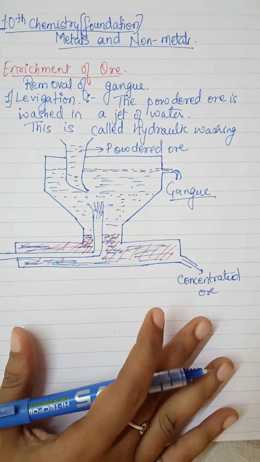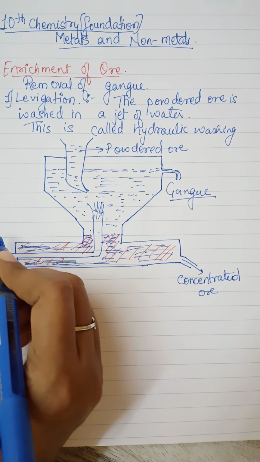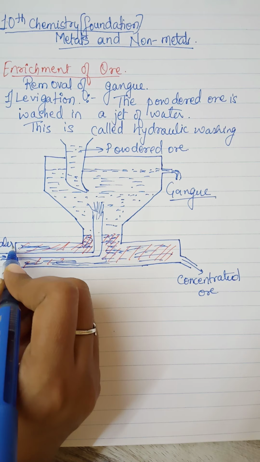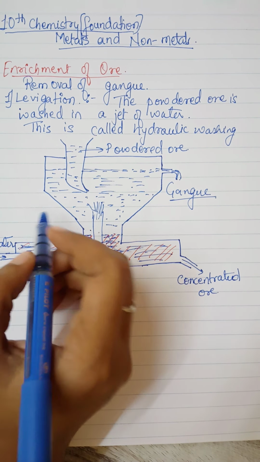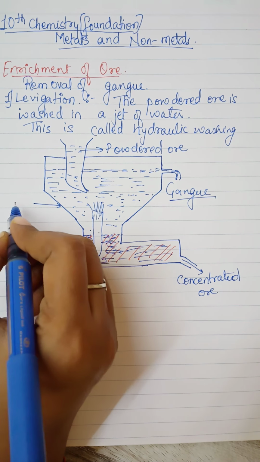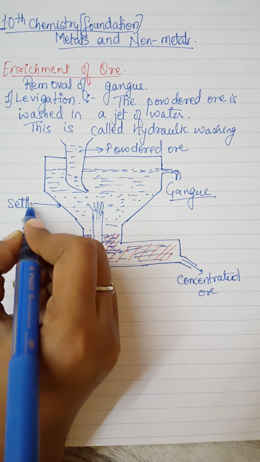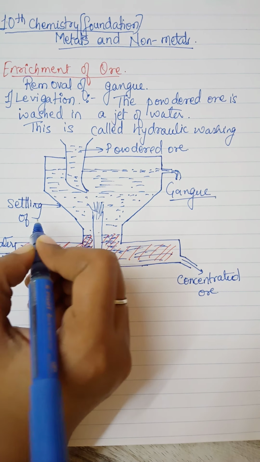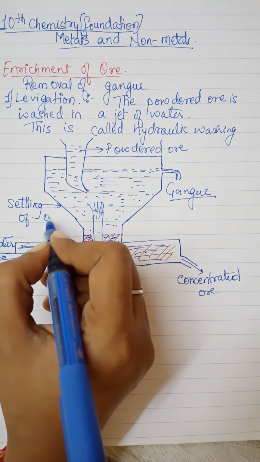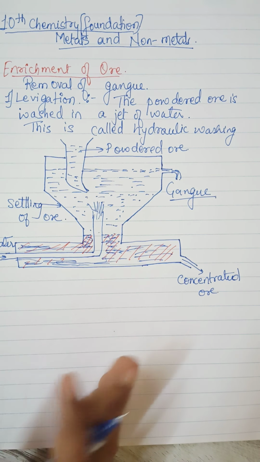So if you want you can just draw it, I'll just label here, that is water, okay. And this is where slowly and steadily the ore is getting settled, so you can write here settling of ore, okay. So all these things have to be labeled. Even if it is asked in your boards, you have to write these things and you can draw this, right?